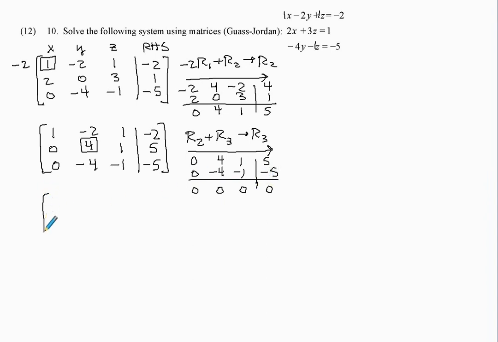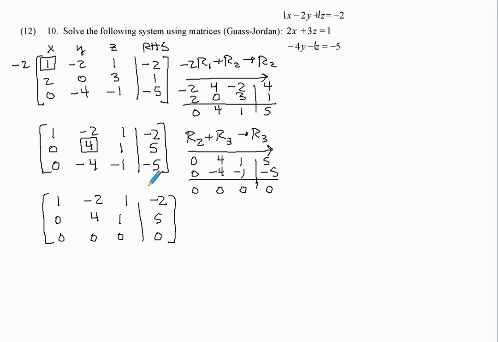So when we rewrite here, I've got 1, negative 2, 1, negative 2. And then that second row, 0, 4, 1, 5. And third row is all zeros. So remember what that means. That means that we're going to have infinitely many solutions. We're going to have a parameter in our solution.